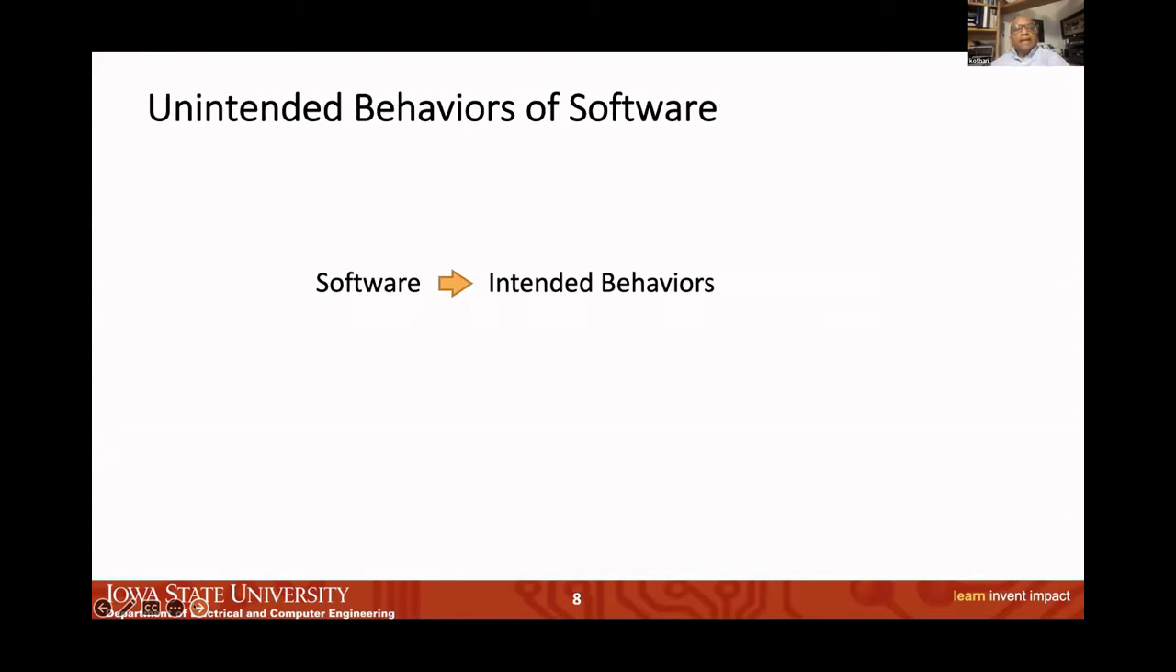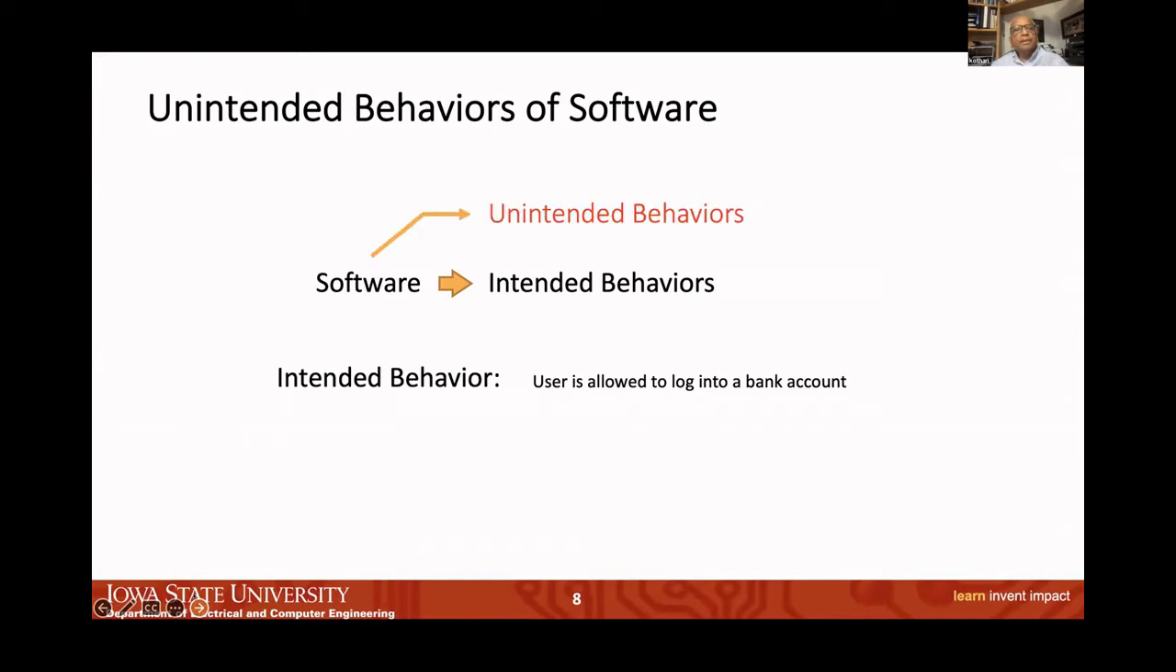So software has intended behaviors. When the developers write software, they intend some behaviors. For example, in a banking program, the intended behavior is that the user is allowed to log in by giving the account ID and the password, but invariably software has unintended behaviors.